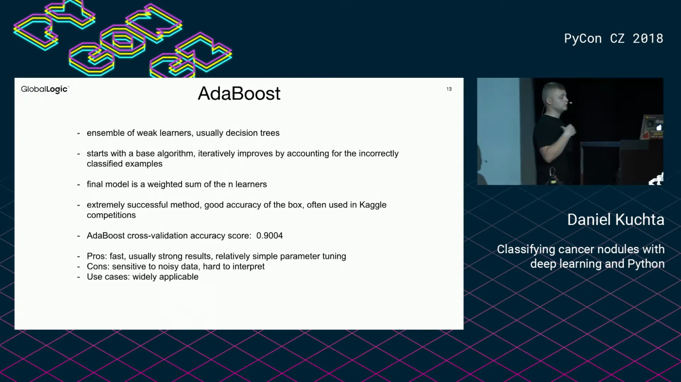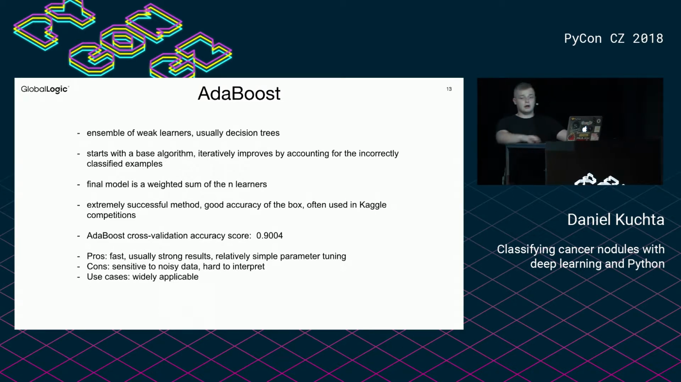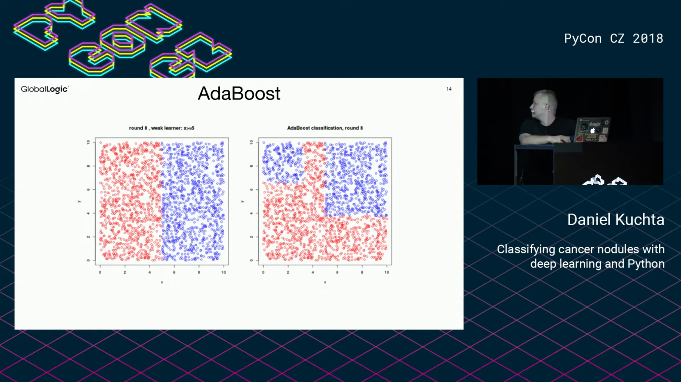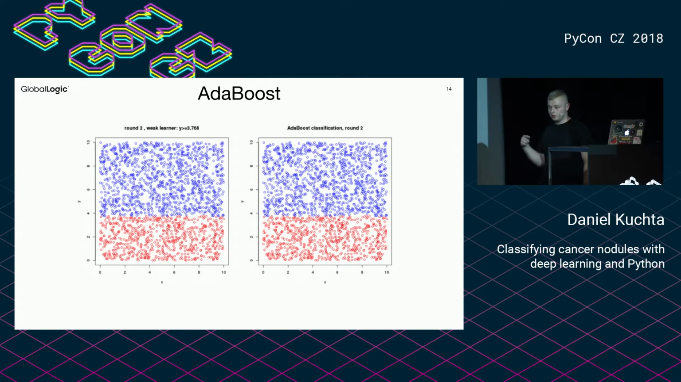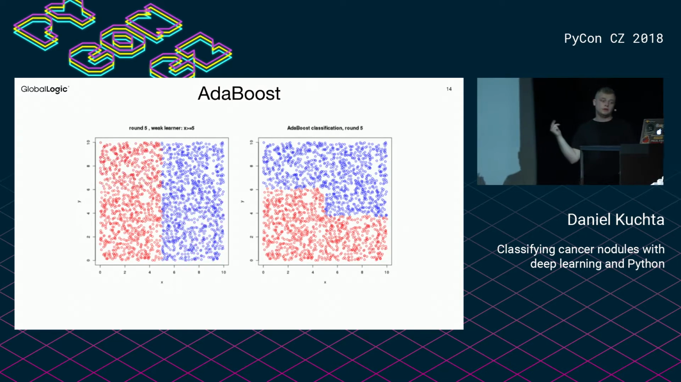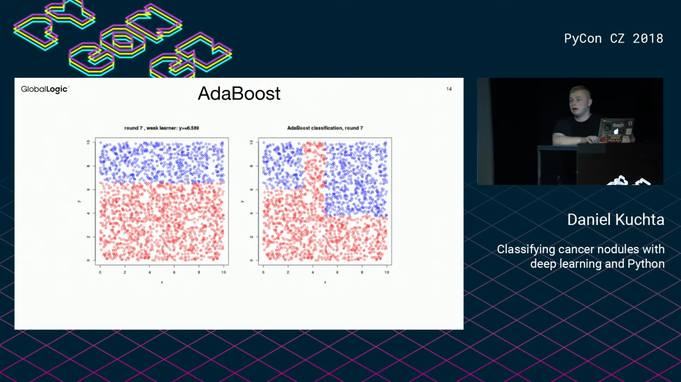Using this method, we achieved 90% accuracy in classification. The benefits of this algorithm are that it's very fast, it's relatively simple to tune, and it's basically like a Swiss knife in Kaggle competitions. You can see it often in many winning solutions. And this is what it looks like, basically. On the left side, you can see each individual learner, and on the right side, you can see the whole AdaBoost ensemble.